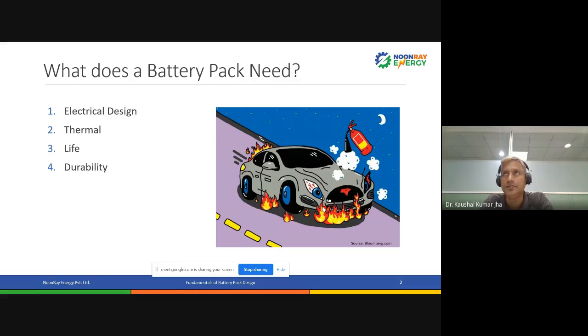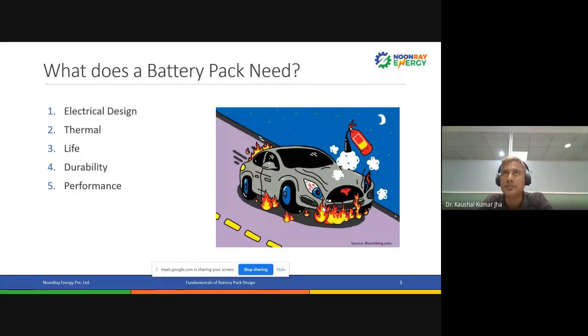Then durability. You know Indian road conditions: somewhere there would be a pothole, somewhere there would be water logging, there is extreme winter, extreme rain, and extreme heat or summer days. In all those conditions, our battery pack should be working within the safe limits.